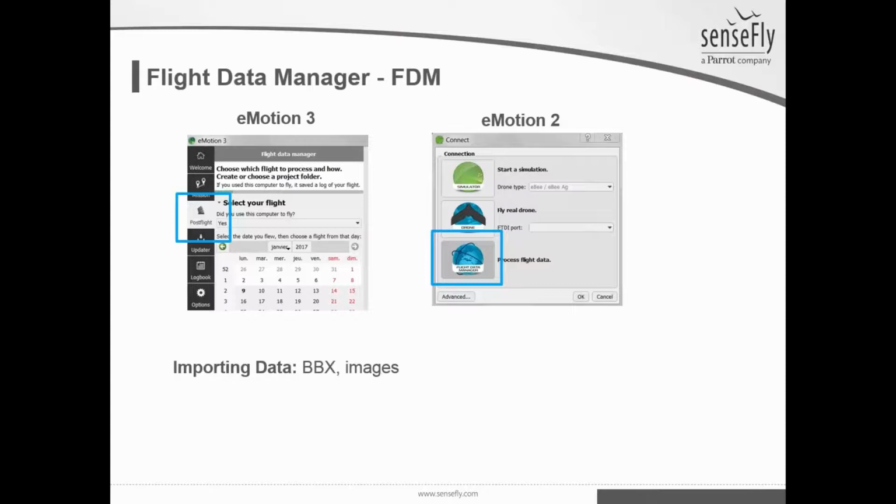So what would we do with it? We import the BBX, which is the black box file of your drone, of the eBee, plus, of course, the images, which are usually stored in the camera, either on the SD card or on an internal memory.